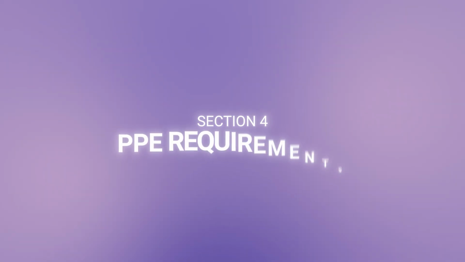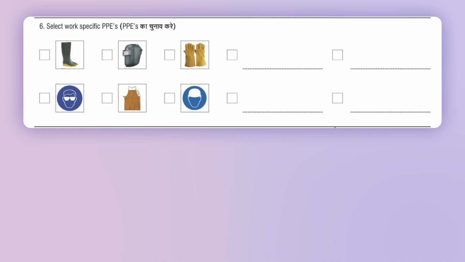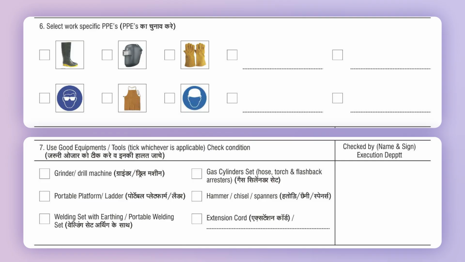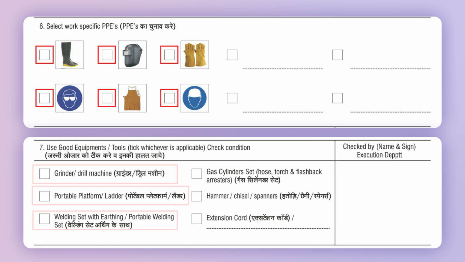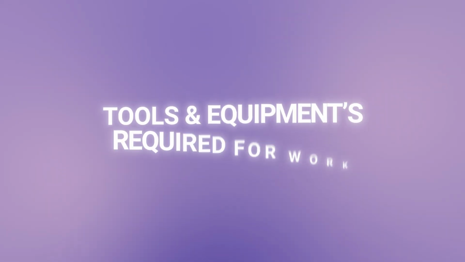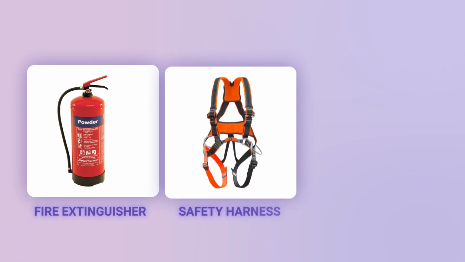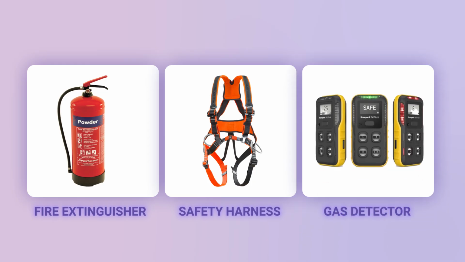Section 4 is related to the PPE requirements and safety equipments used in a permit to work situation. In this section, we identify all the PPE that is needed for the job and the safety equipments to be used, such as fire extinguisher, safety harness or gas detector, and check if these equipments are safe to use.